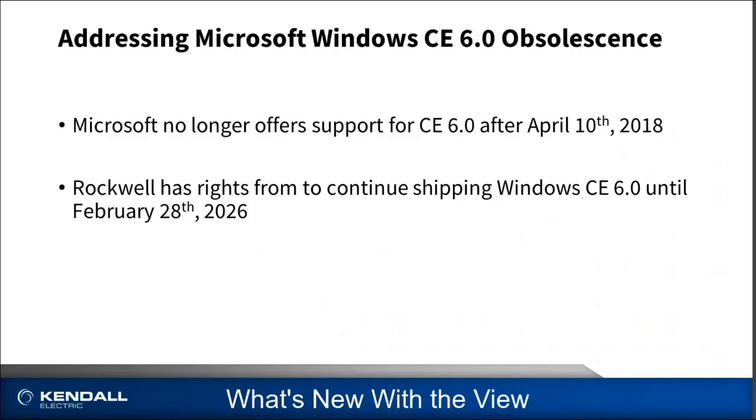However, Rockwell has had an agreement with Microsoft to continue to sell Windows CE6 up until the end of February 2026, which at this point isn't all that far away. So this is one of the driving factors of the Series B release. That and the aging hardware, shrinking supply chain, which I'm sure you've probably all heard of, the chip shortages out there.